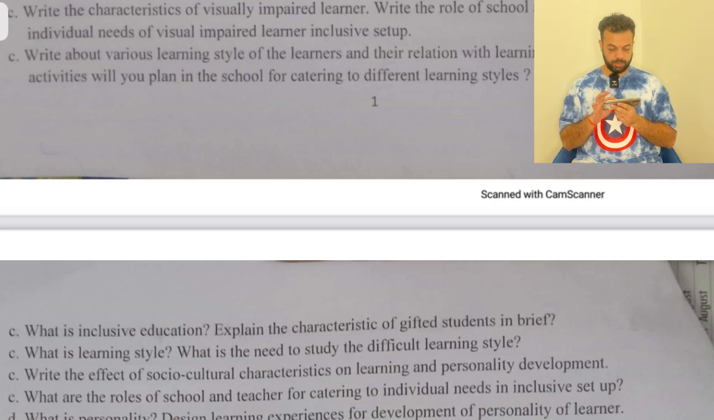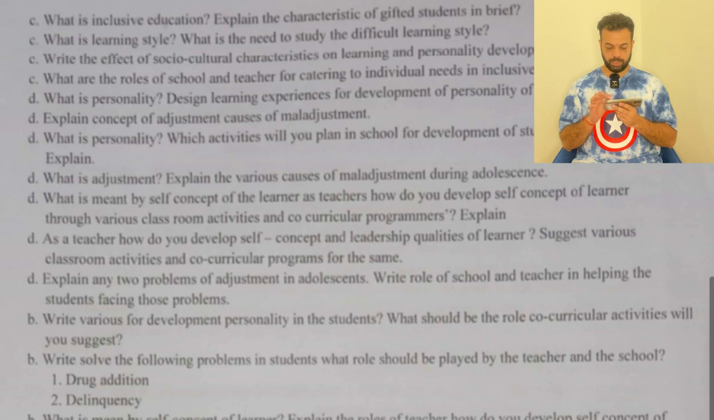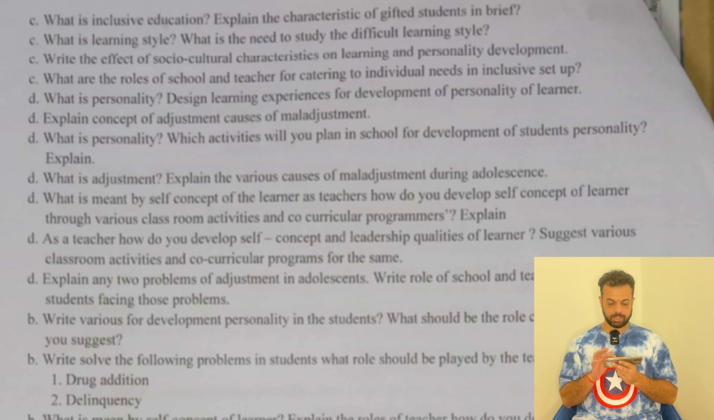Next is what is the effect of social cultural characteristics on learning and personality development. What is the role of school and teacher for catering of individual needs and inclusive setup? What is personality? Design learning experiences for development of personality of learner. Explain the concept of maladjustment.